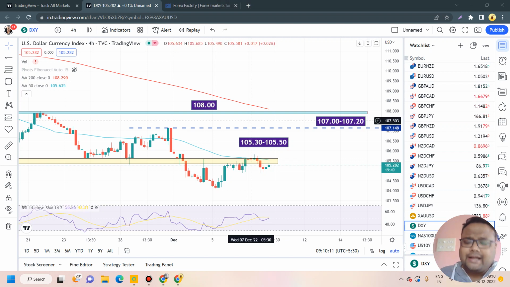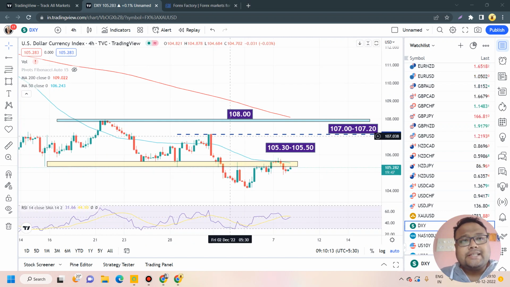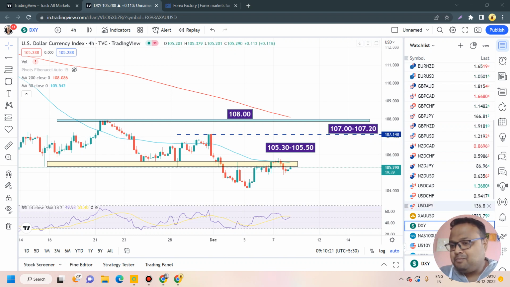Right now, if we try to understand the market sentiment here, the market sentiment says the buyers in the market do not want to surrender, so it is going to the resistance zone again.